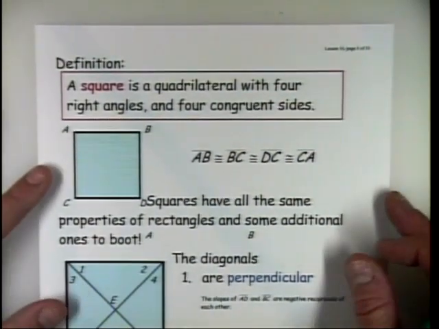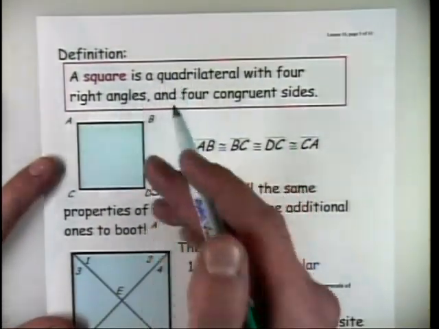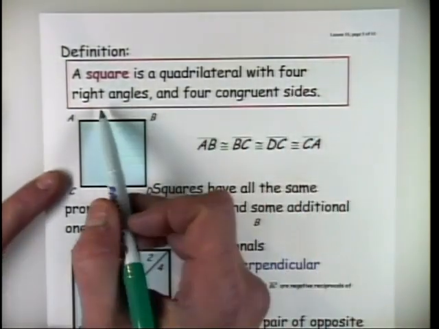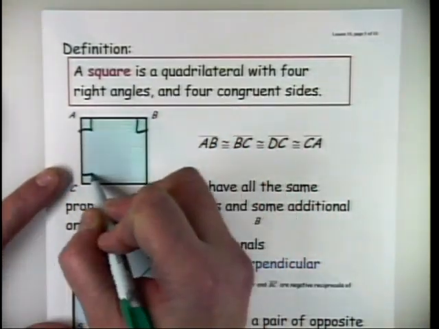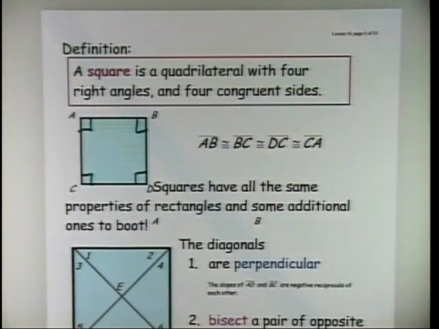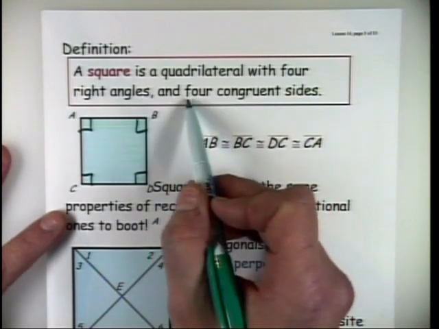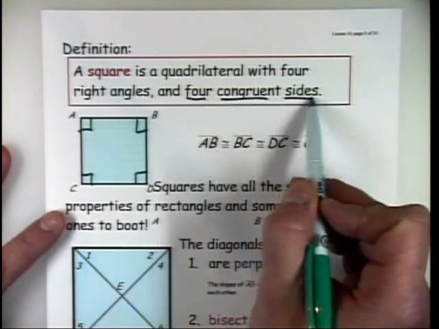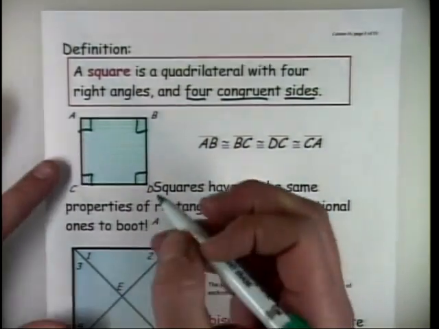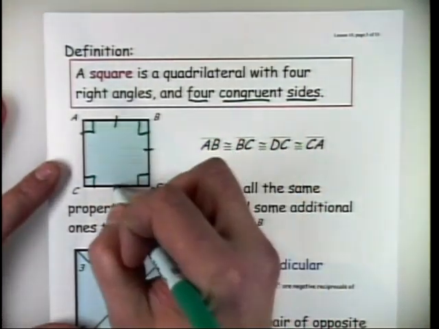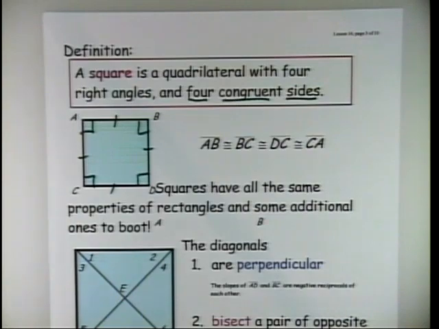Now here's the definition of a square. The square is a quadrilateral, 4 sides, with 4 right angles, just like the rectangle. That means that this is a right angle, this is a right angle, this is a right angle, and that's a right angle. Now, what differentiates a square from a rectangle is this last little piece of information. We have to have 4 congruent sides. In a rectangle, the opposite sides were congruent, but in a square, all the sides have the exact same measure. So they're all congruent. Okay?